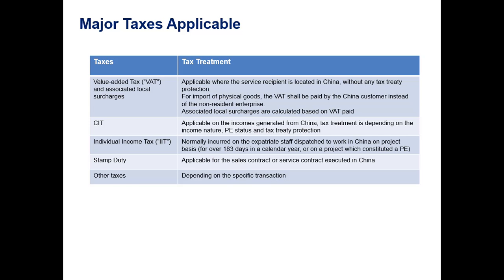Also, if you're dispatching some people to work in China, in most tax treaties, if they stay in China for more than 183 days in the calendar year, or your project in China has constituted a PE, these people will be subject to China individual income tax for their salary incomes. So there are also some personal taxes on the people who are working in China. And stamp duty is applicable to the sales contract and the service contract which is executed in China. There are also some other taxes, so you should know that, apart from the corporate income tax, there are still some other taxes you should be aware of.